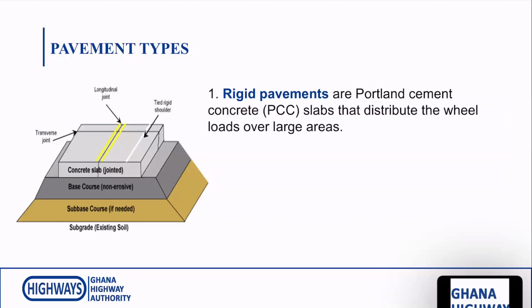So, what are pavement types? Pavement can be grouped into four broad categories based upon structural characteristics. The first is rigid pavement, and these are Portland cement concrete slabs that distribute wheel loads over large areas. They are normally placed on top of an existing subgrade material, which is probably stabilized. It can also be placed over a sub base if needed, or a base course if needed. But more often than not, in this country, we only have the concrete on the subgrade material.